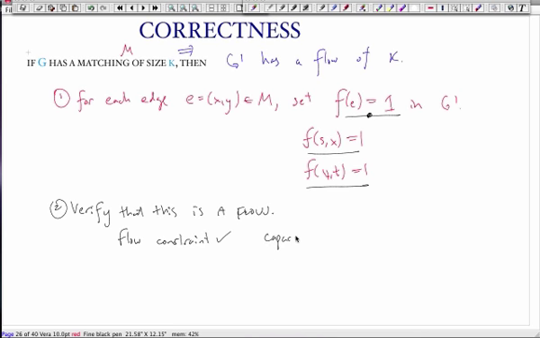Capacity constraint? Why is the capacity constraint satisfied? Because the capacity in this graph was 1 for every edge, and we're only assigning flows of value 1. There's one other point about this flow constraint I'd like you to make yourself. I argued that if there was incoming flow, then there was outgoing flow. What if there was some node X that had incoming flow of 2 and outgoing flow of 2? What prevents that?